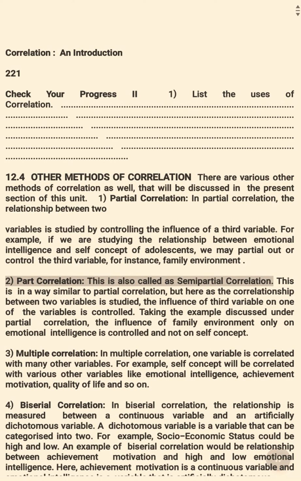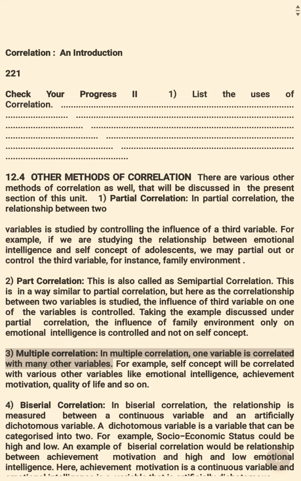2. Part correlation. This is also called semi-partial correlation. This is in a way similar to partial correlation, but here the relationship between two variables is studied while the influence of the third variable on only one of the variables is controlled. Taking the example discussed under partial correlation, the influence of family environment only on emotional intelligence is controlled and not on self-concept.